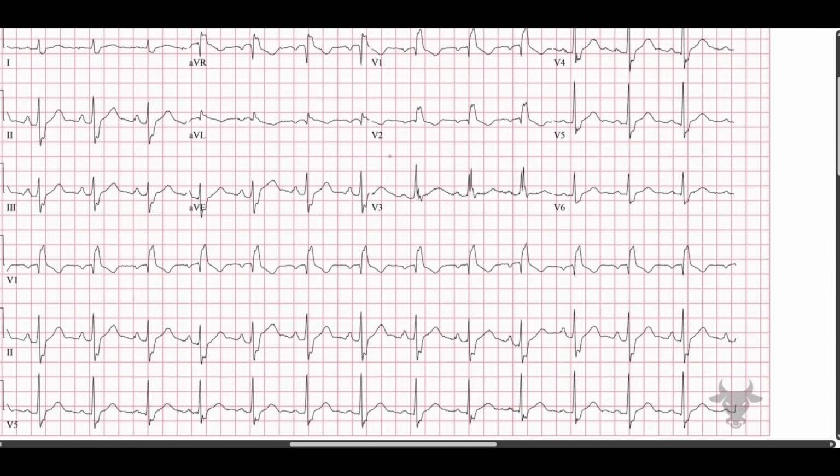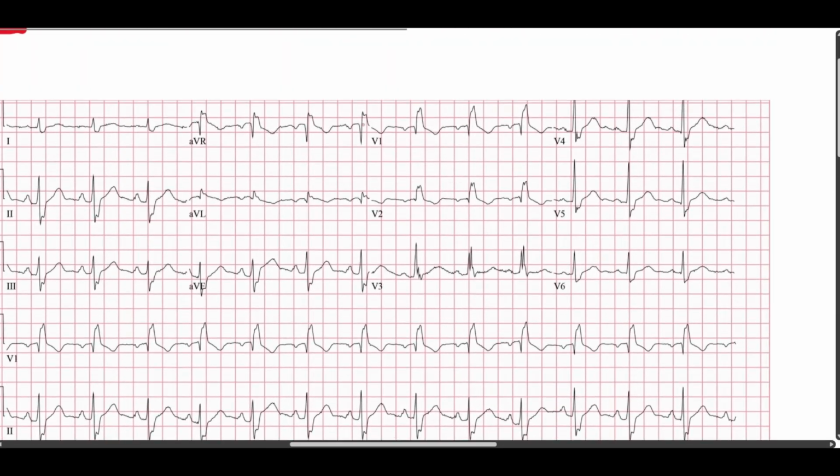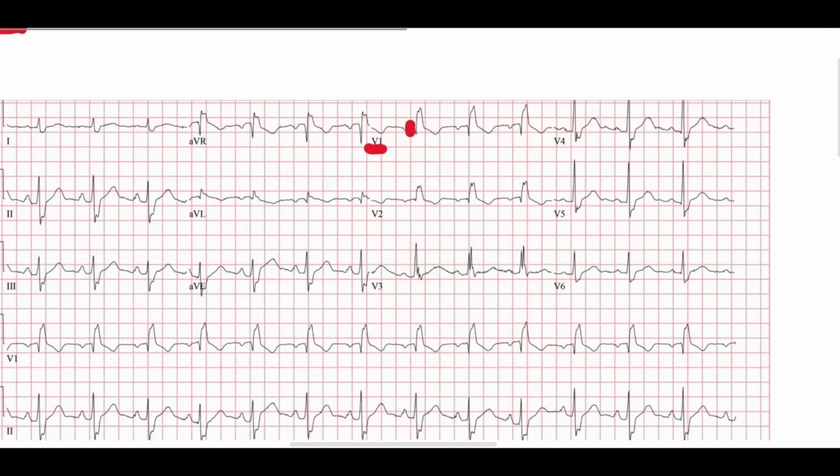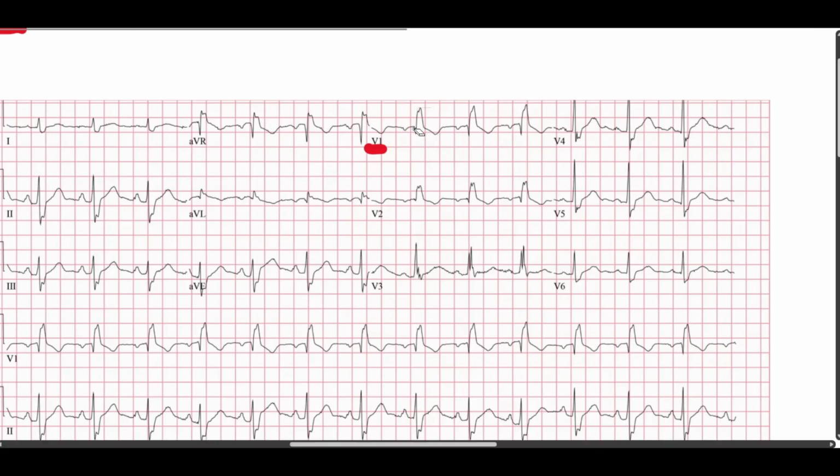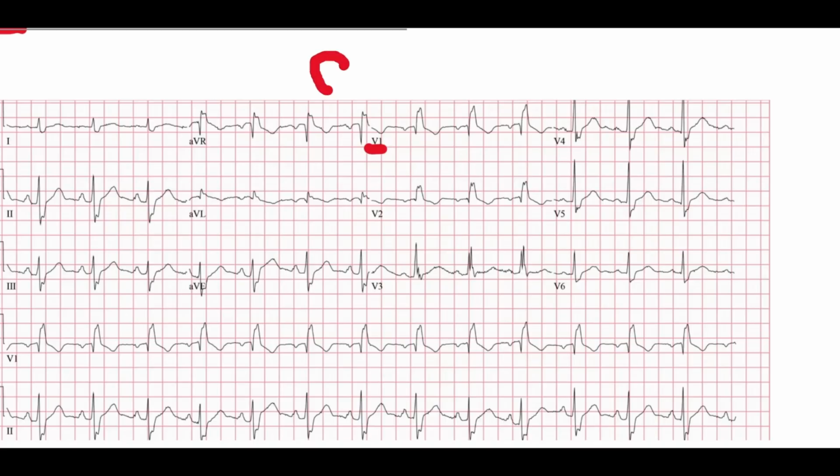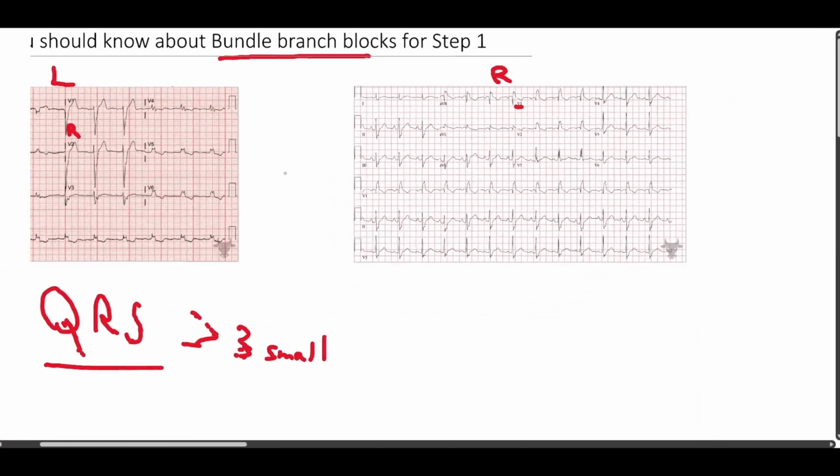We're looking at the lead in V1, and here it doesn't show the small boxes, but we can see clearly that it is greater than 3 small boxes, because this is almost the size of a whole box, right? And so this is a positive deflection. So what does that mean? Instantly, right, this is a right bundle branch block.